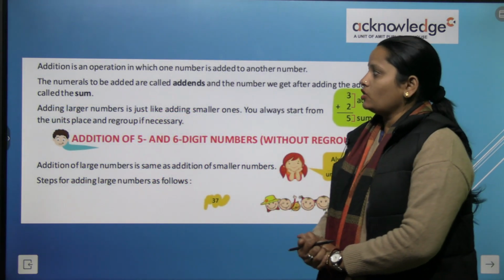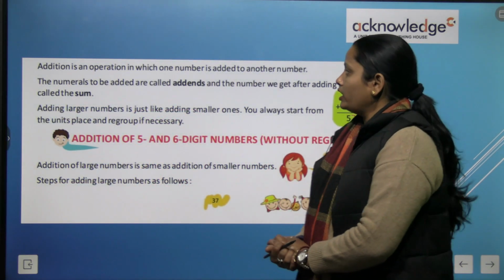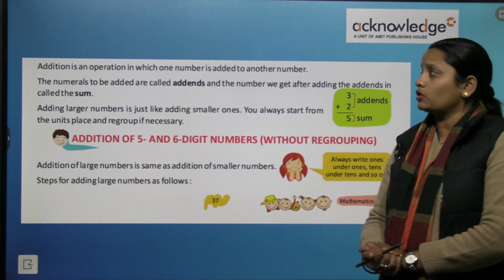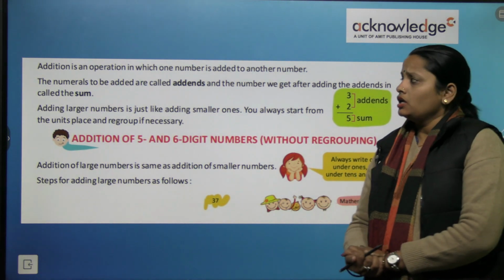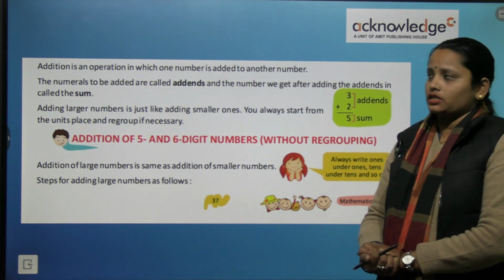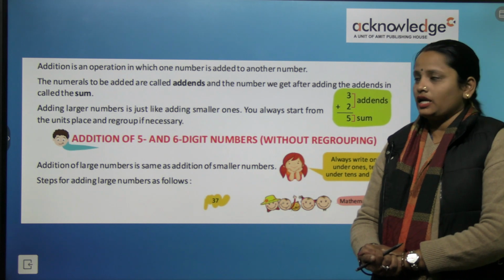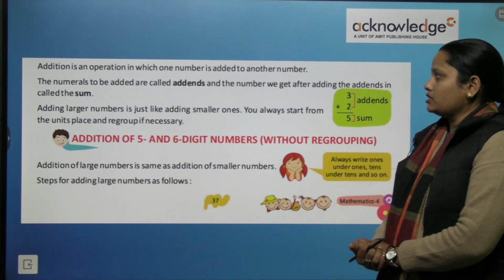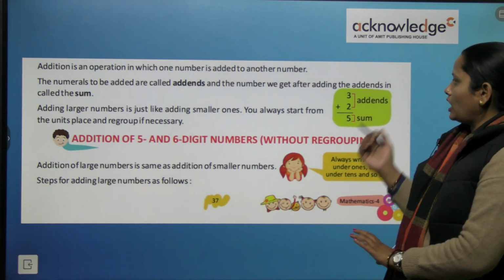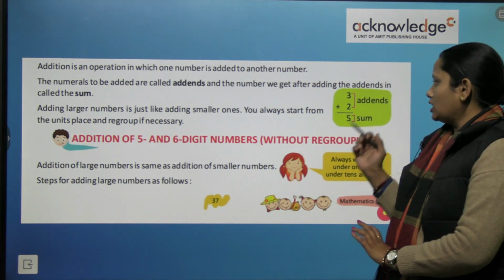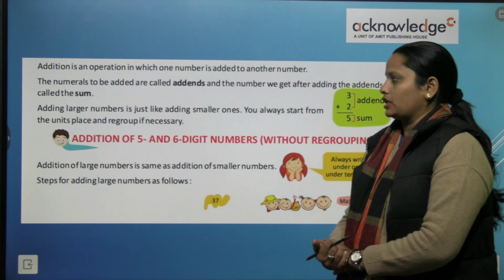Addition is an operation in which one number is added to another number. So addition क्या एक operation है जिसमें एक number को दूसरे से add किया जाता है. The numerals to be added are called addends. So जिन numbers को add किया था उन्हें क्या कहा जाता है? Addends. And the number we get after adding the addends is called the sum. और इन दोनों को add करने के बाद जो हमें मिलता है उन्हें sum कहते हैं.